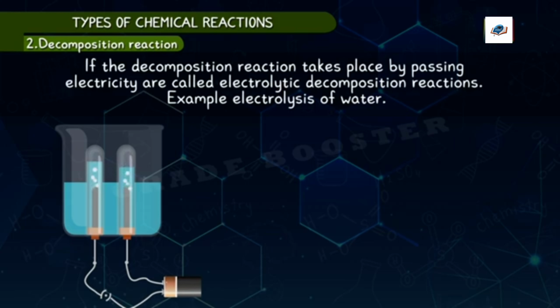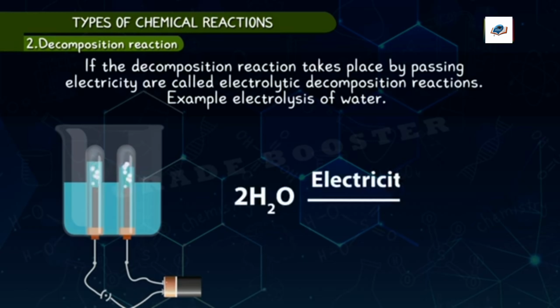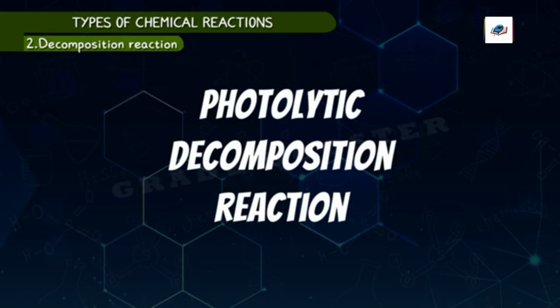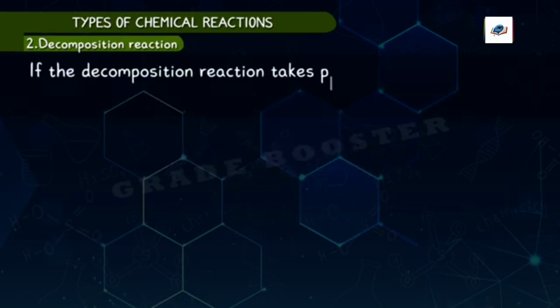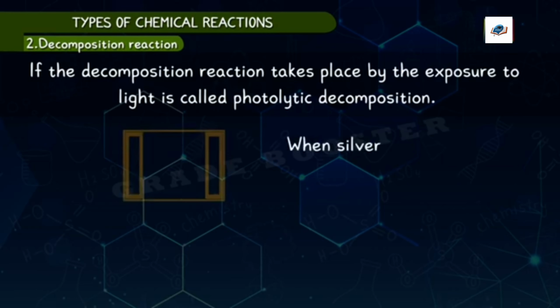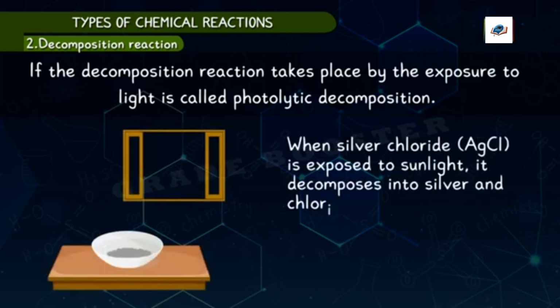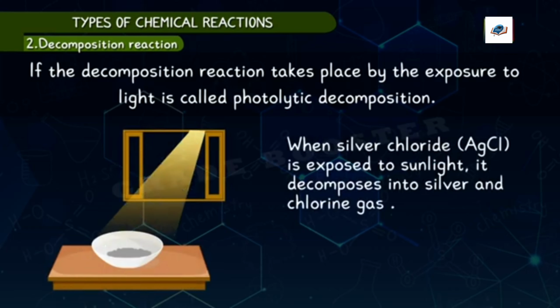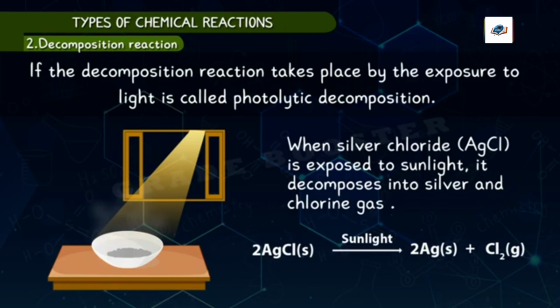The chemical equation for this reaction is 2H2O in presence of electricity gives 2H2 plus O2. Now let us see photolytic decomposition. If the decomposition reaction takes place by the exposure to light, it is called photolytic decomposition. When silver chloride is exposed to sunlight, it decomposes into silver and chlorine gas. The chemical equation for this reaction is 2AgCl gives rise to 2Ag plus Cl2.